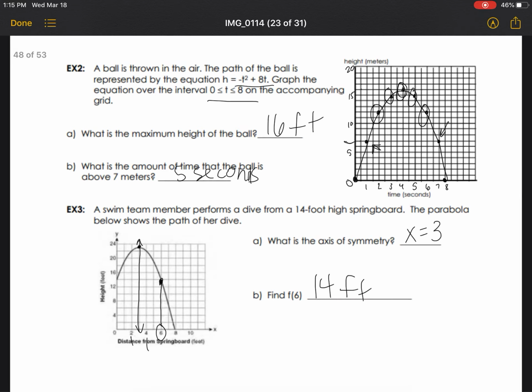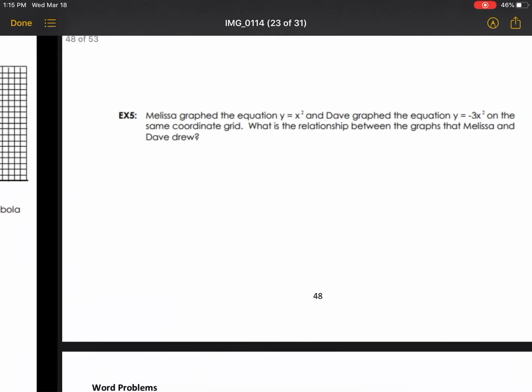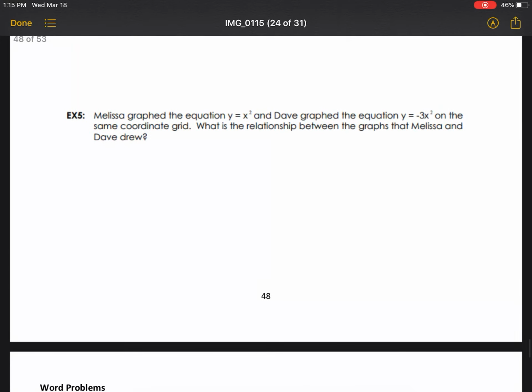So these questions, again, are just getting you to look at these pictures of the graphs of these parabolas, thinking about what the maximum height means, and finding different things like the axis of symmetry or the value at a certain x value. I think this is, nope, not the last one.